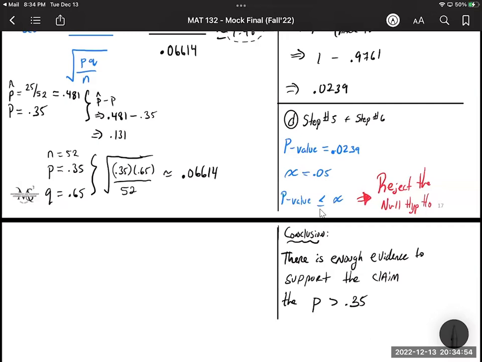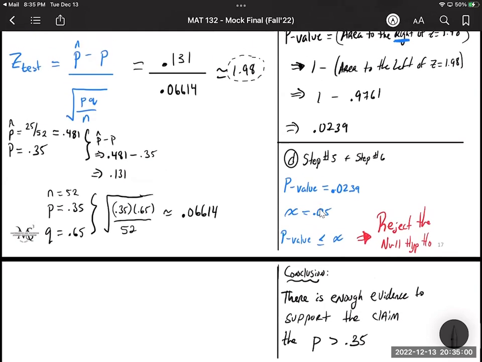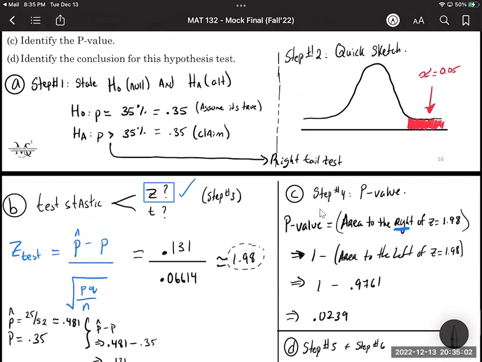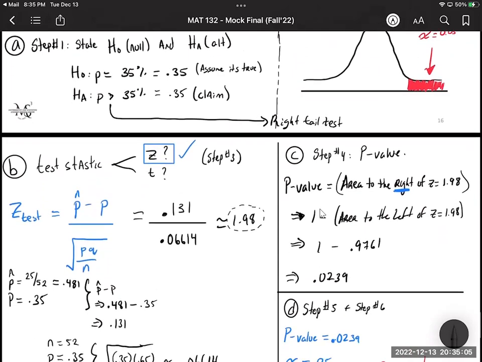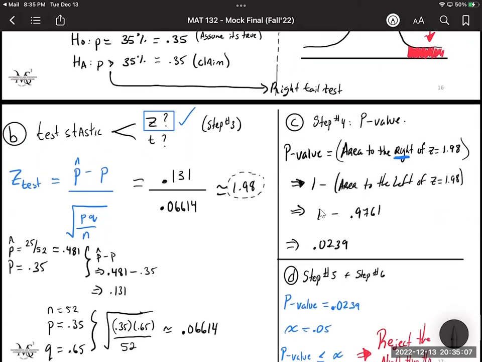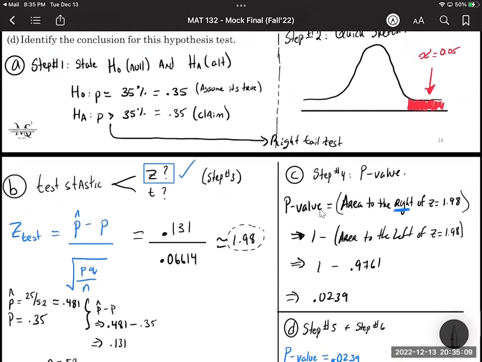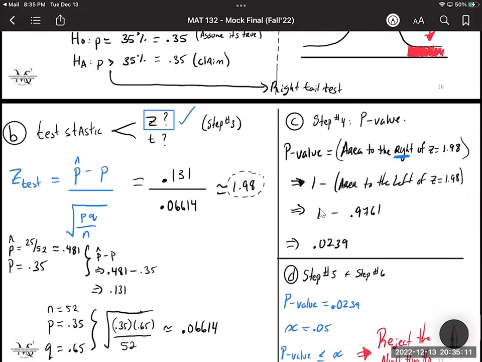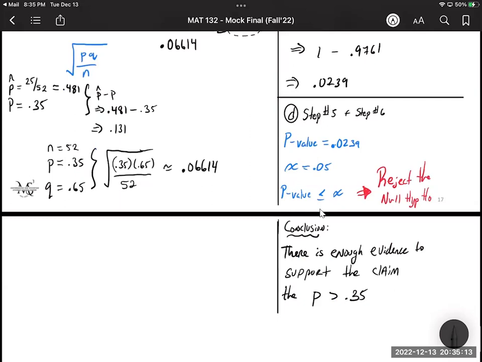Here's how you can tell. This is why the picture is helpful. Alpha was 0.05, the p-value was 0.0239. So your test statistic, by the way, was 1.98. It's just a fancy way of saying these things. Whoever's typing in the chat, I can't see the name at the moment. It's just a fancy way of saying it.